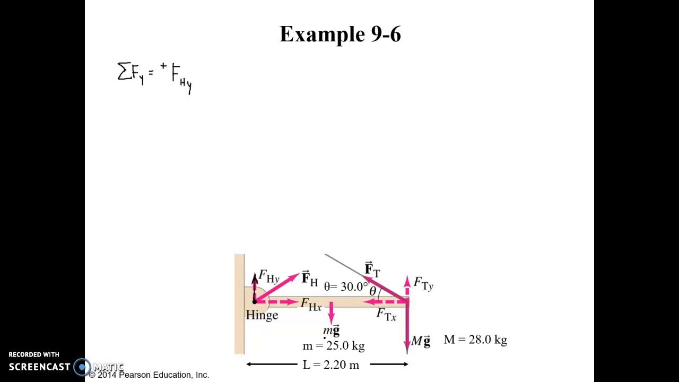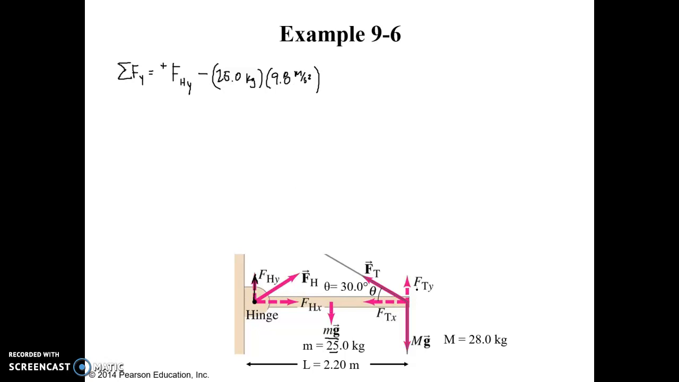We have the mg going down, and the mass is 25 kilograms. So that's going to be down, so negative 25.0 kilograms times g, 9.8 meters per second squared. Okay, that's the second vertical force.